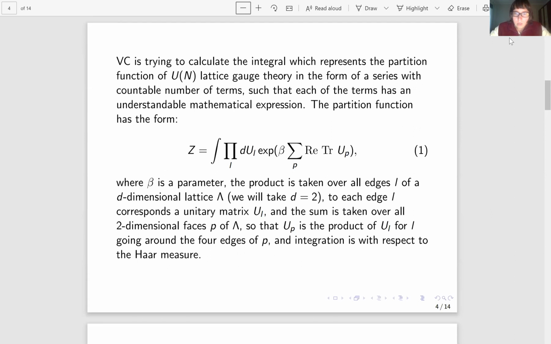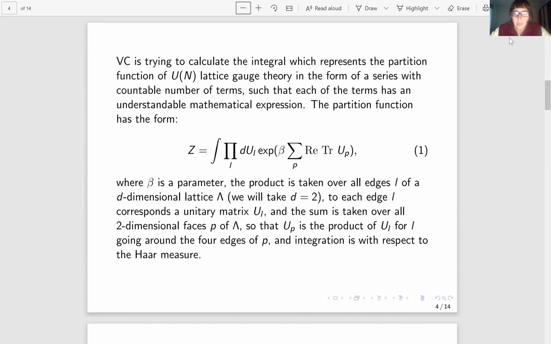So what are the notations in this integral? Beta is a parameter. It's a kind of constant, but physicists like to take derivatives in this parameter. And the product is over edges. Underlying everything there is a lattice, which is like a hypercube lattice, but we will mostly think about the two-dimensional case, which is just a square grid in the plane. To each edge of the lattice, each one-dimensional cell, corresponds a unitary matrix.